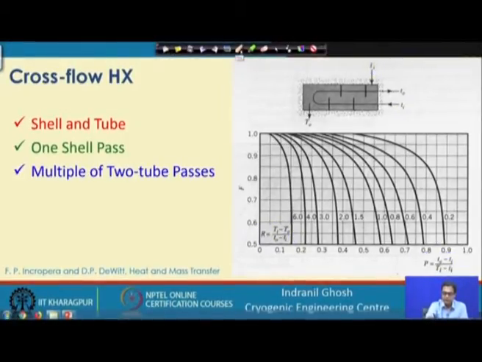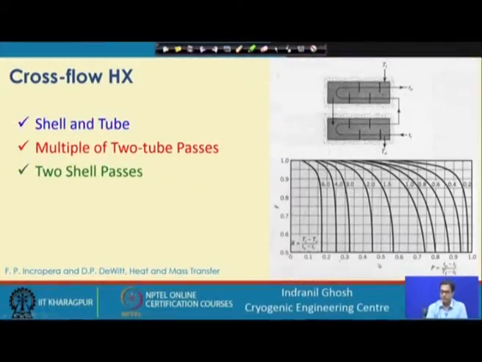Similarly, if the geometry changes from shell and tube, with multiple two tube passes, it will be either two tube or two tube multiples, and there are two shell sides, this is one shell side, another shell side. So, this is the correction factor corresponding to that configuration.